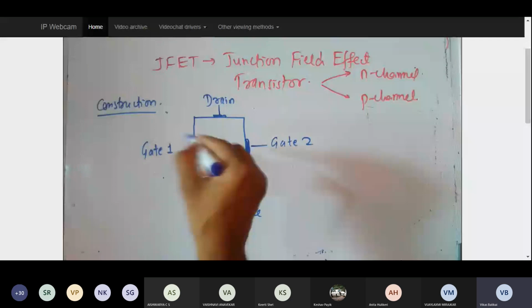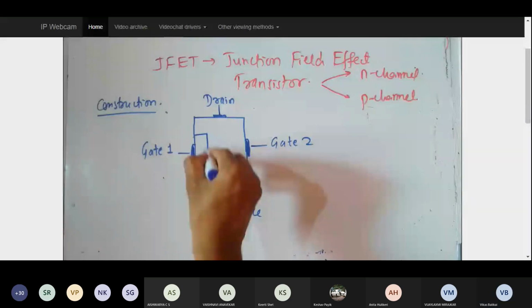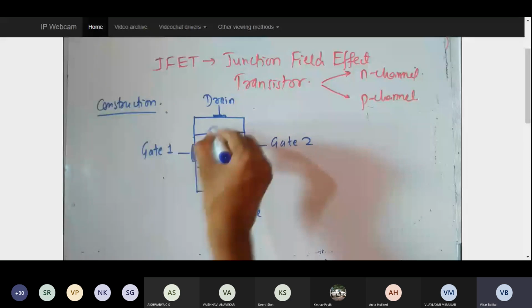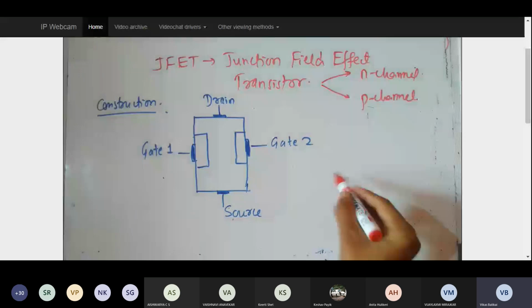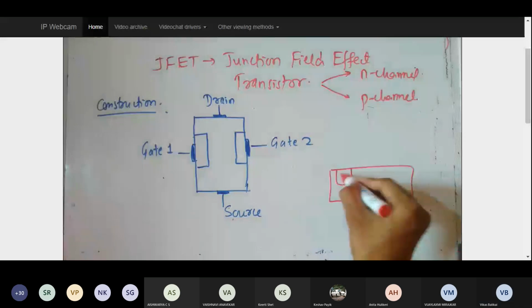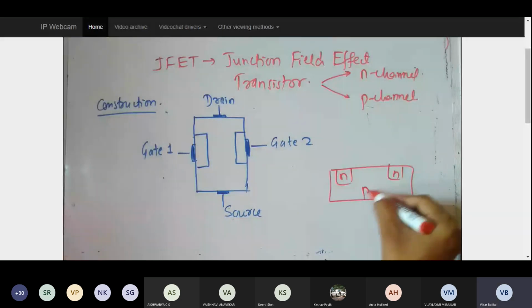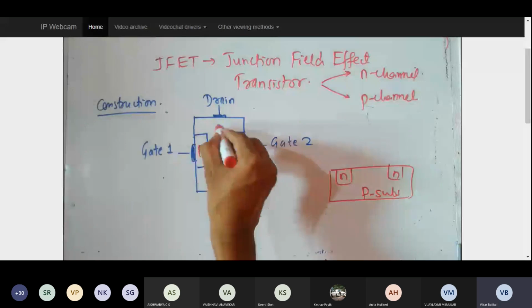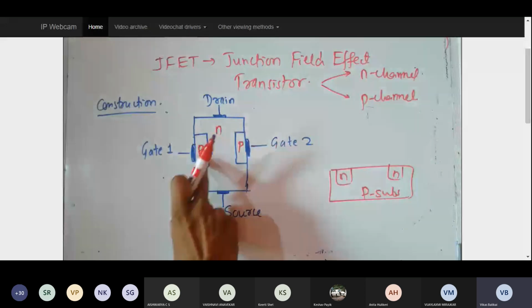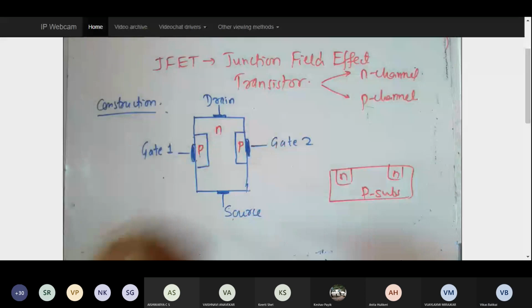Towards the gate, I will have a kind of doping, just what I did in the case of MOSFET, the N diffusion, P diffusion. On the source side and drain side, I had N, and the body was P. Similarly here, I'll have P, and in between I'll have N material. Now this middle portion is your channel.